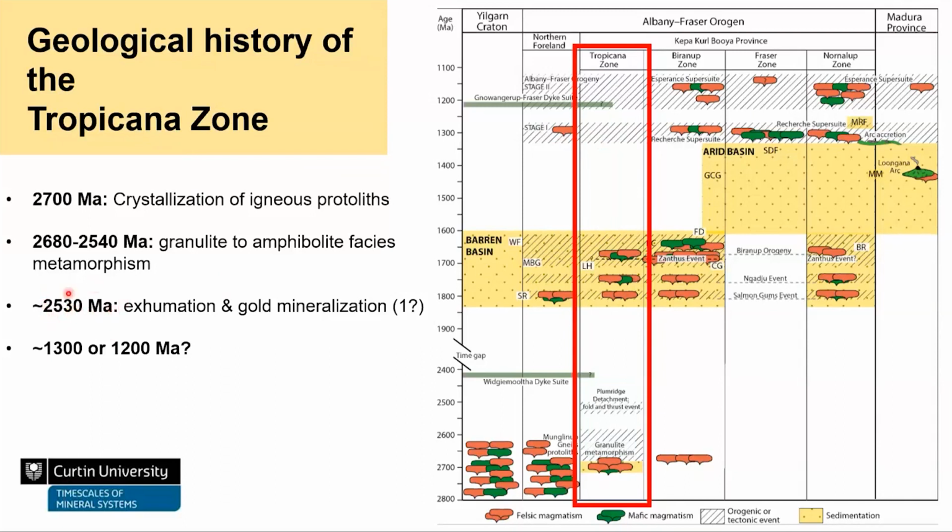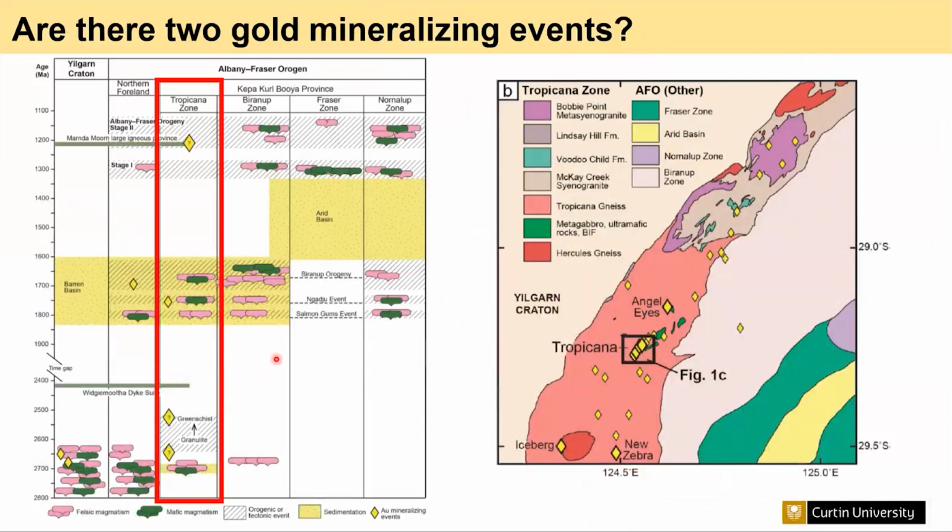The original work by Mark Doyle, based on rutile and also argon work and some rhenium osmium, all kind of gave ages broadly around 2530 for an assemblage associated with gold. Part of the issue with this age is that we know the area has gone through granulite facies metamorphism just previous to that. And the question here is really, is this assemblage that's been dated through these different techniques, does it reflect the time of crystallization of this assemblage, or does it reflect cooling?